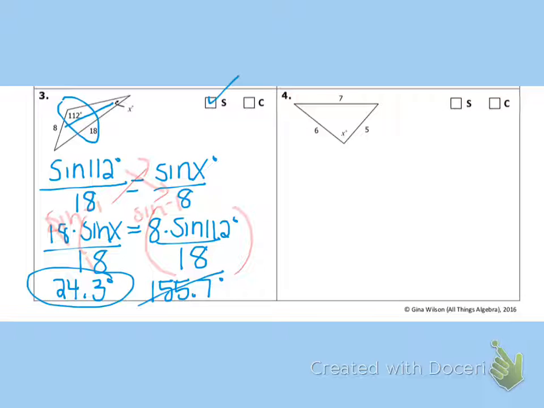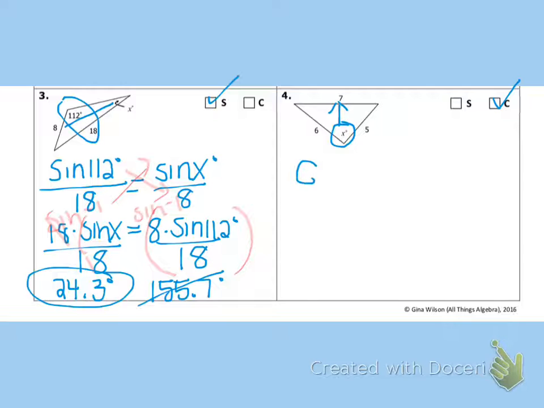Okay, let's go ahead and take a look at example 4 then. Now this time you notice we have all 3 sides, so that should be a dead giveaway that it's going to be the law of cosines. And we're going to have to use the law of cosines for angles. So we're trying to find an angle here. The angle we're looking for is across from the side that's 7 units long.